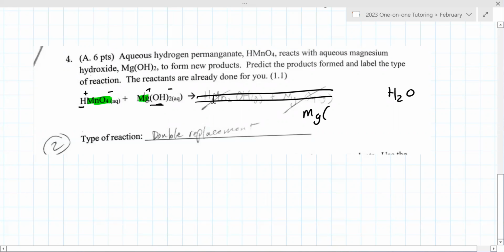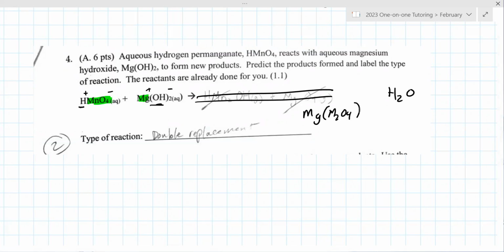Okay, and where you probably didn't quite know where to go is because you're used to just switching them, and you sort of are, but it's the Mg that goes with the MnO4. MgMnO4. Okay. Now let me look at what you sent here.